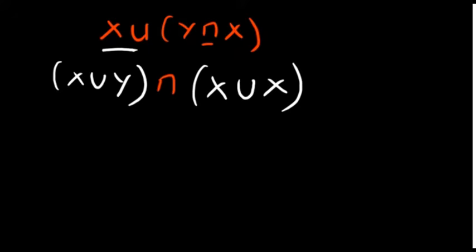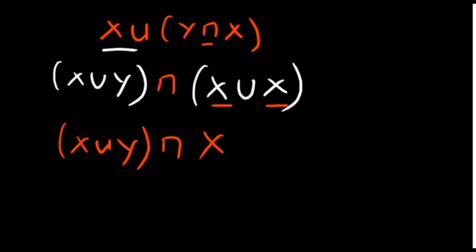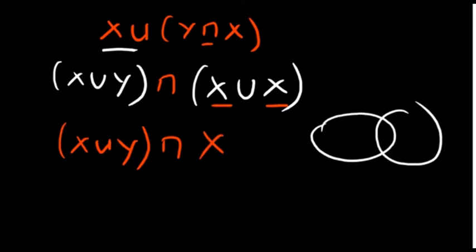So what do we have? So you have X union Y intersection. So the union of X union X is just X itself. So what we have is X union Y. So let's say this is our X and that is our Y. So X union Y is basically what? It requires you to shade the entire region. That is what your union is. So now intersect that with X.